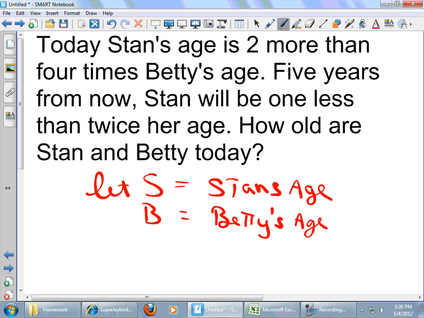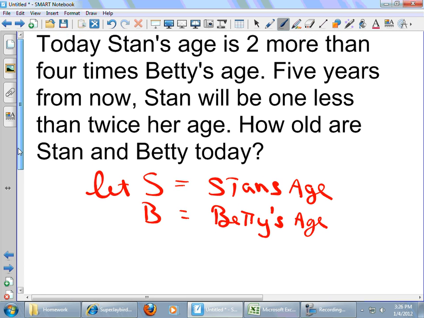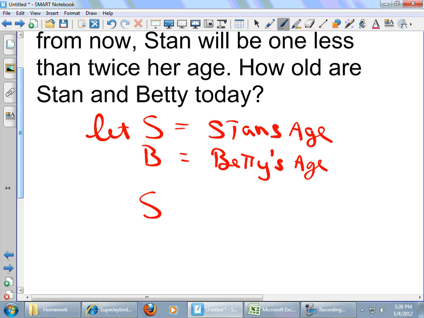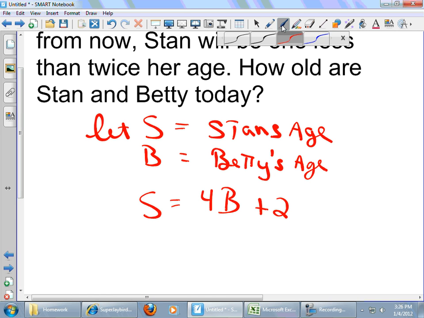Okay. Now, today, Stan is 2 more than 4 times Betty's age. So to find Stan's age, I need 2 more than 4 times Betty's age. There we go. There's our first equation. See how easy that was? S equals 4B plus 2, because it says 2 more than 4 times Betty. All right, now if I could find a second equation, I could use my systems and solve.